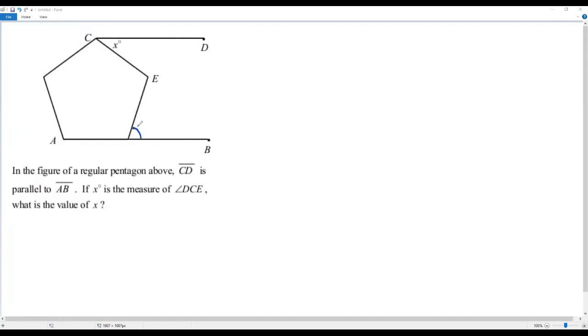Whenever I want to find the measure of each exterior angle of a regular polygon, there is a formula: 360 degrees divided by n. Here n represents the number of sides of the regular polygon. Since it's a regular pentagon, we have 5 sides. So to get the measure of this exterior angle, we plug in 5 for n. When I divide 360 degrees by 5, I get 72 degrees. That is, the measure of each exterior angle of a regular pentagon is 72 degrees.